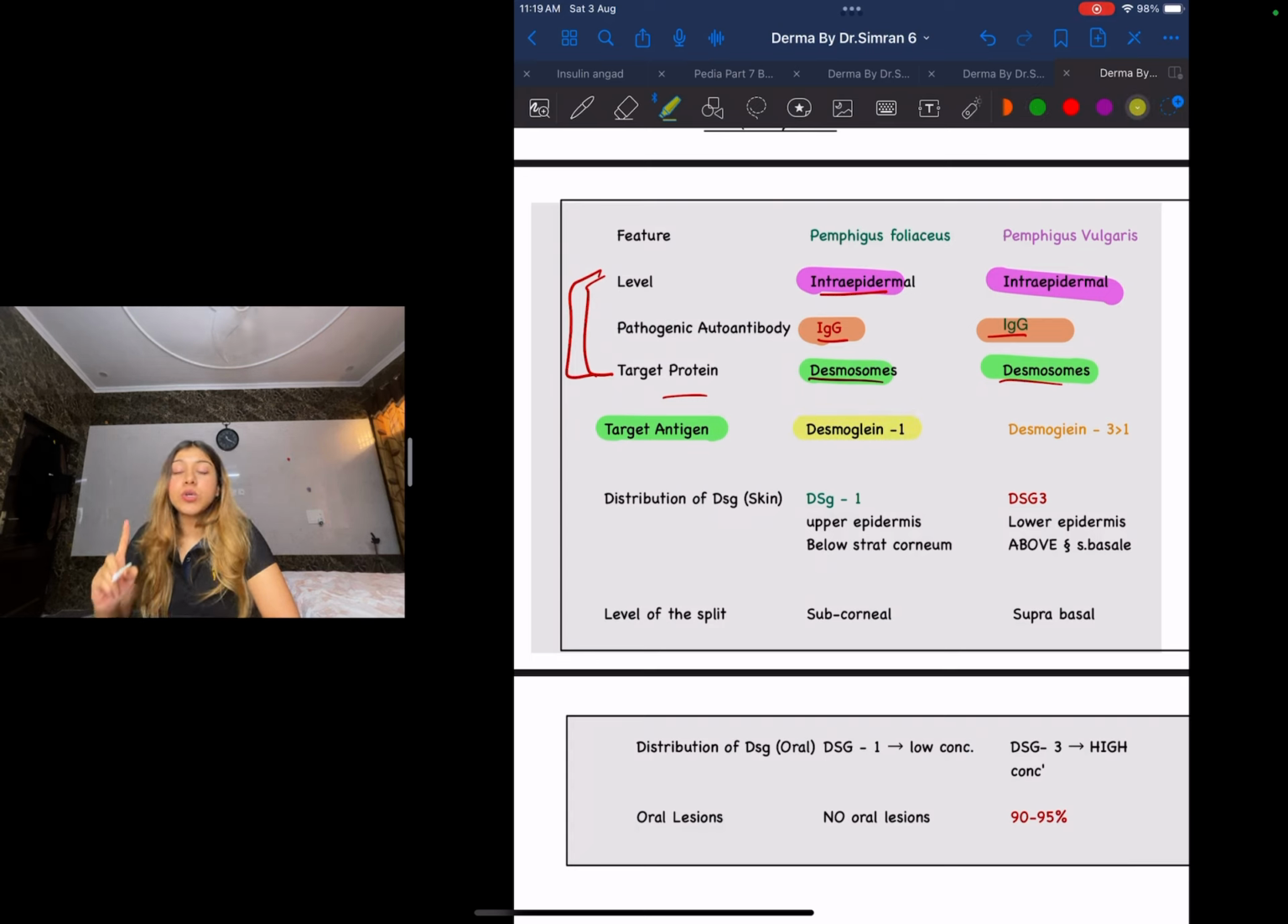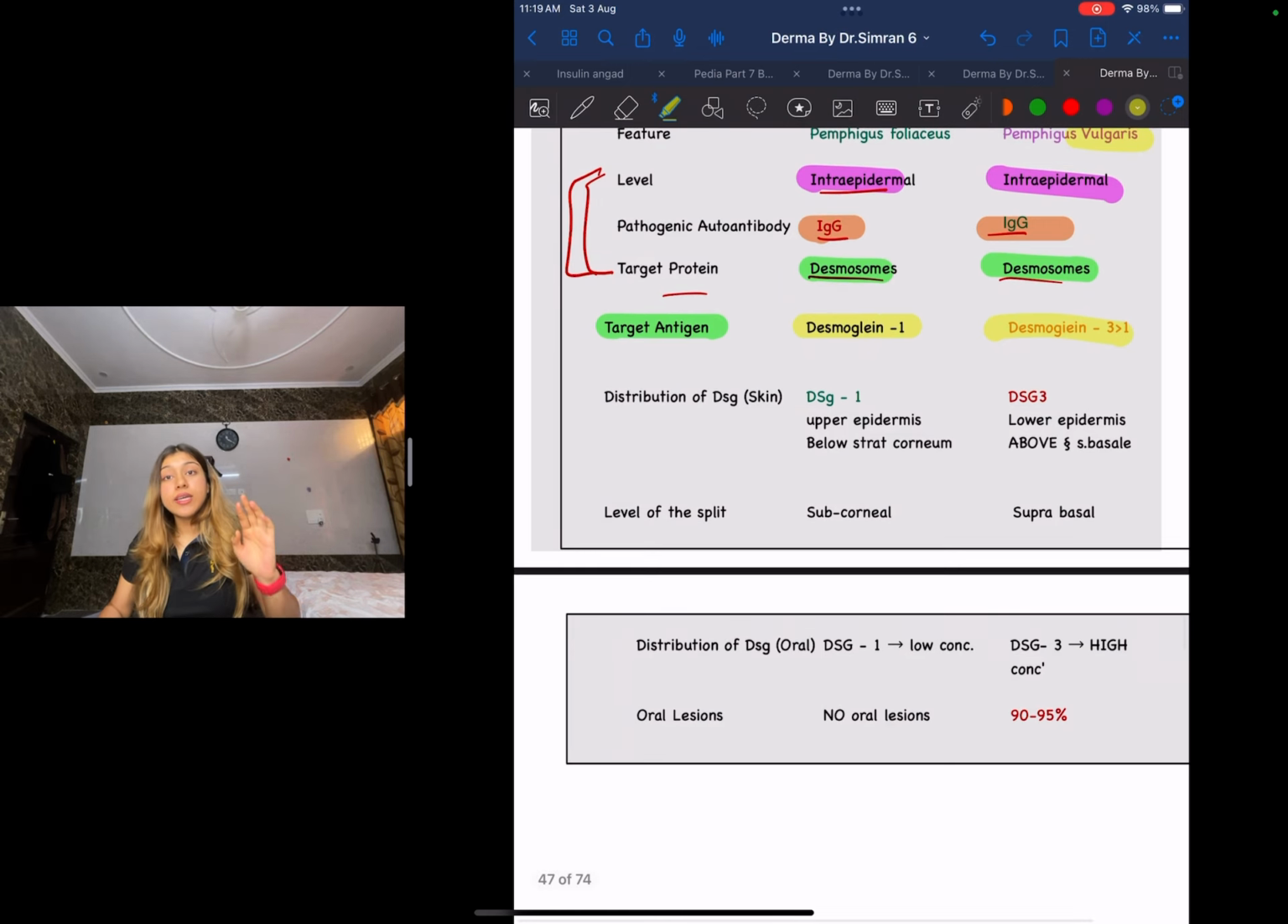It is going to be desmoglein 1. How am I going to remember this? F for foliaceus, that is first, right, and the number 1. So that's how you'll remember it. Whereas for vulgaris, it is going to be desmoglein number 3, which is more common than that of 1. So this is the target antigen.